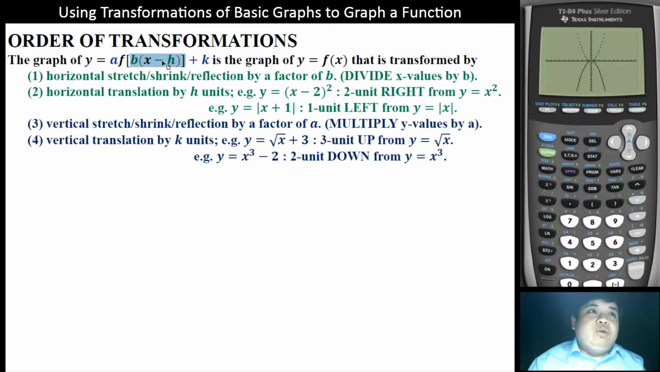even though it looks like we do the subtract first, we always multiply and divide and then add or subtract. Likewise, multiply or divide and then add or subtract on the outside. So that will be the order of transformation: inside and then outside, multiply, divide, and then add or subtract. And then we have this summary. Now we go to some examples, and it will make more sense.